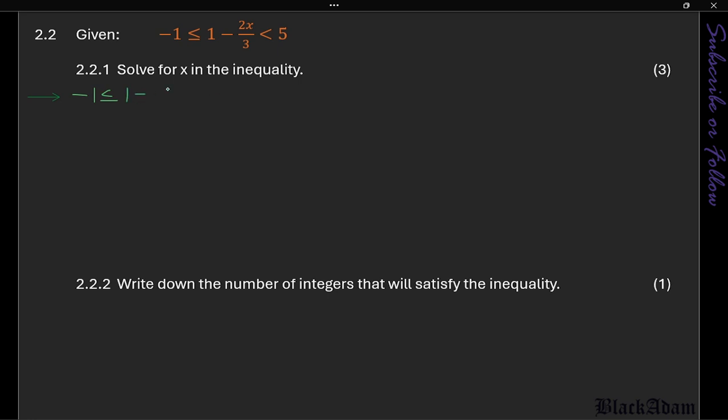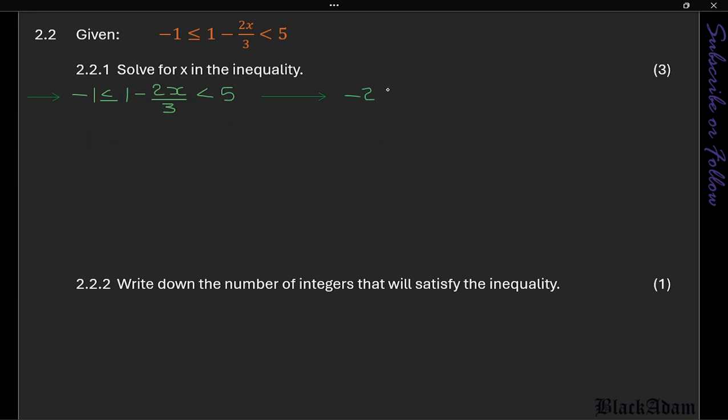And then in 2.2 we have negative 1 less than or equal to 1 minus 2x over 3, less than 5. So we take 1 to the right side, it will be negative 1. Negative 1 plus negative 1 is negative 2, and negative 1 on the other side: 5 minus 1 is 4.